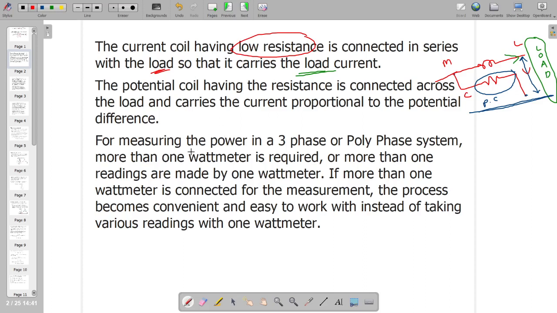For measuring power in a three-phase or polyphase system, more than one wattmeter is required. If more than one wattmeter is connected for the measurement, the process becomes convenient and easy to work, instead of taking various readings with one wattmeter.